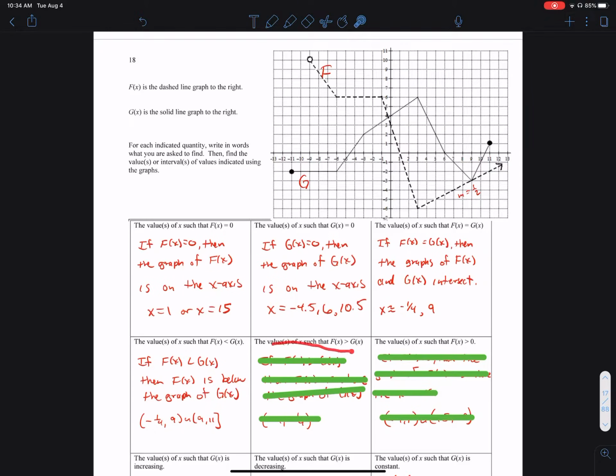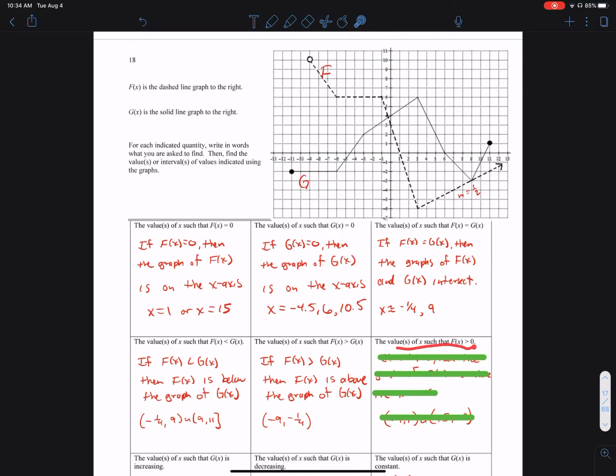The values of x such that f of x is greater than g of x. So when is f higher than g? It's higher than all through here, not including this endpoint and not including the point of intersection. If f is bigger than g, then f of x is above the graph of g of x. It's happening from -9, not inclusive, to -1/4.